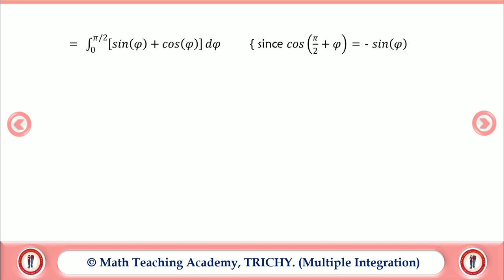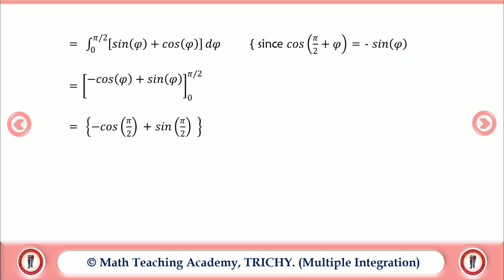And then integrate this with respect to phi. Then what you will get is integration of sin phi gives minus cos phi, and integration of cos phi gives sin phi. And then apply the limit as 0 to pi by 2. First apply the upper limit, minus cos pi by 2 plus sin pi by 2, and then minus, apply the lower limit, minus cos 0 plus sin 0. That is equal to cos pi by 2 becomes 0, and sin pi by 2 becomes 1, and then minus of minus will become plus. So cos 0 becomes 1, and then minus of sin 0 becomes 0. So we have minus 0, and then the sum becomes 2.